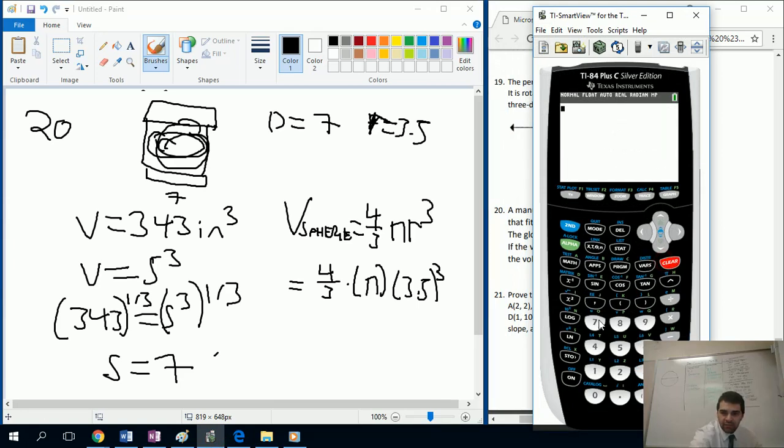All right. So we have 4/3 times pi times 3.5 cubed. So that's going to give us 179.59.